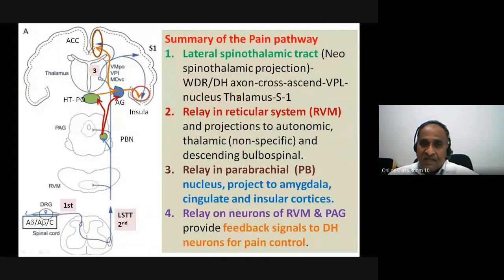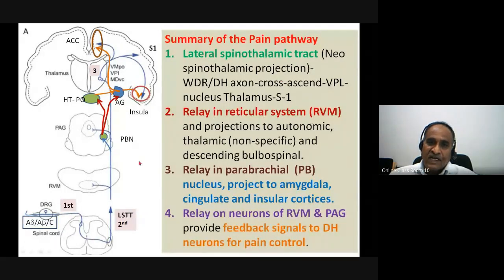Now, this same thing, I am just putting it in 4 different numbers. The lateral spinothalamic tract, it is the neospinothalamic tract, and they have wide dynamic range neurons in layer 5 of the spinal gray matter. They receive inputs from A delta mostly, and partly C fibers, and the axons cross and ascend to the VPL and relay in the thalamus area, then Brodmann area 3, 1, 2 or somatosensory area 1.